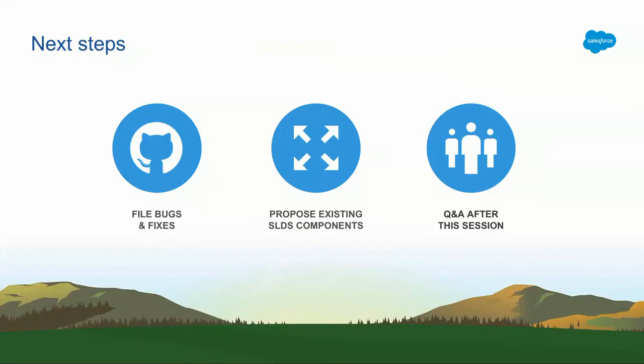So, next steps. We want to support our ISV community and partner community. So, if you see anything, file bugs, pull requests to fix. The scope of the library is anything you see in the Lightning Design System website. And then after this talk, if you have any questions about this project, meet me in this back corner over here and we can talk.